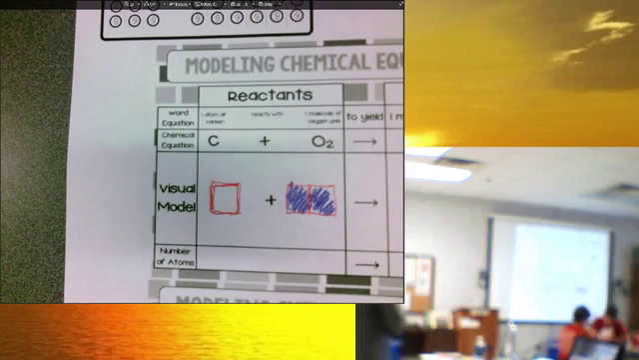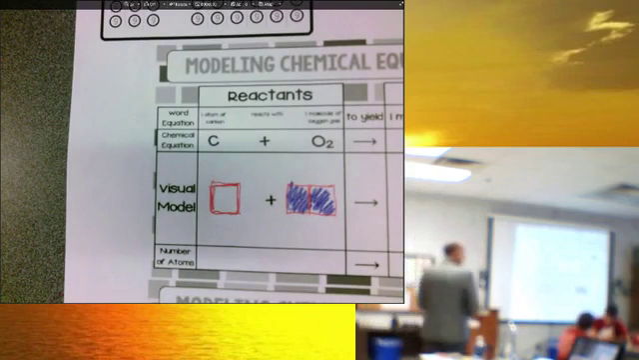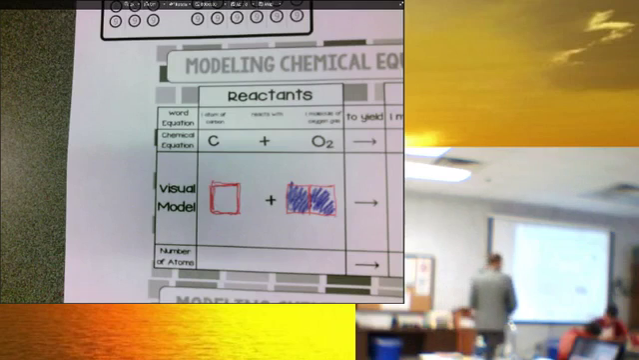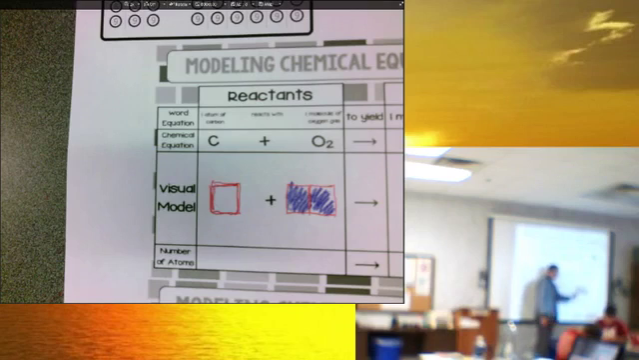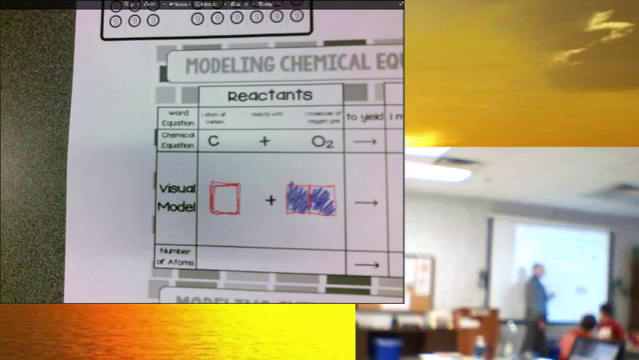blocks. Now, how many blocks total do we have on the reactant side? 1, 2, 1, 3. Everybody look up here a second. How many blocks total do we have on the reactant side? 3. So how many blocks are we going to need on the product side? 3. We're going to need 3.